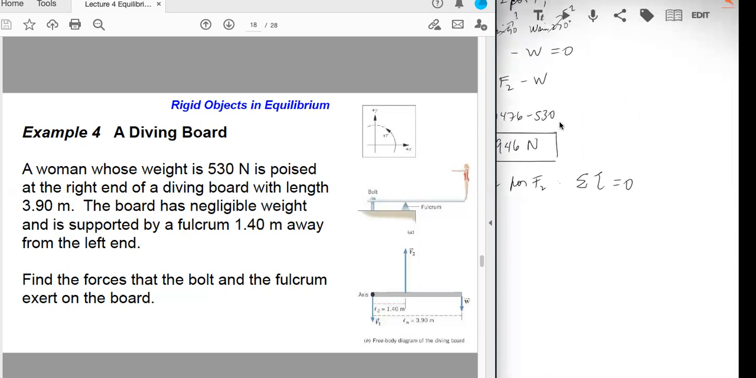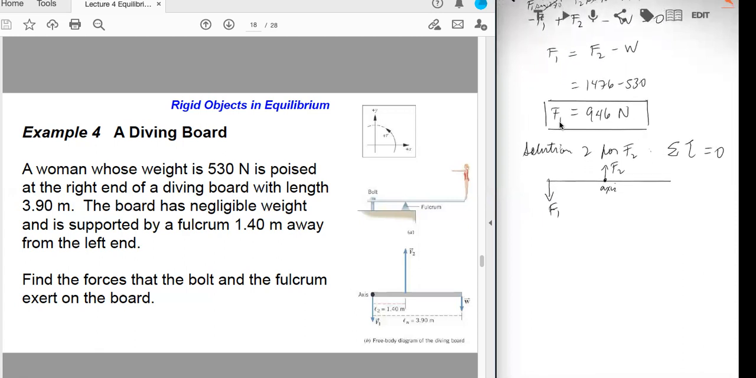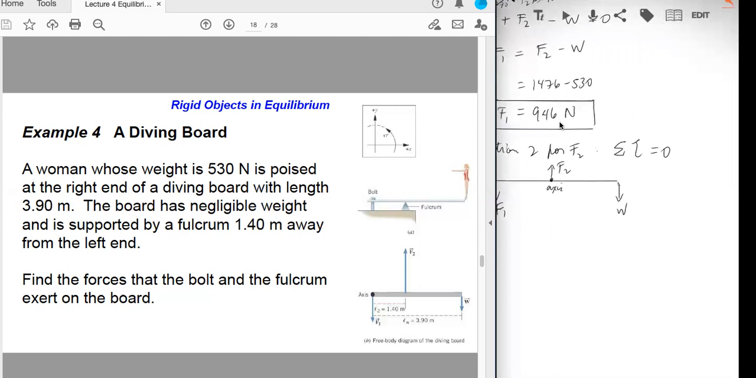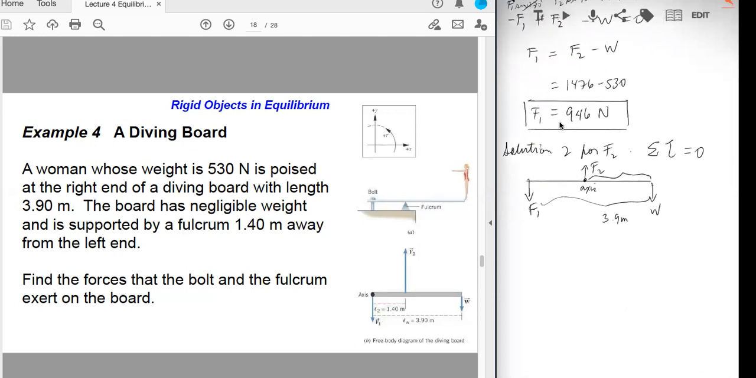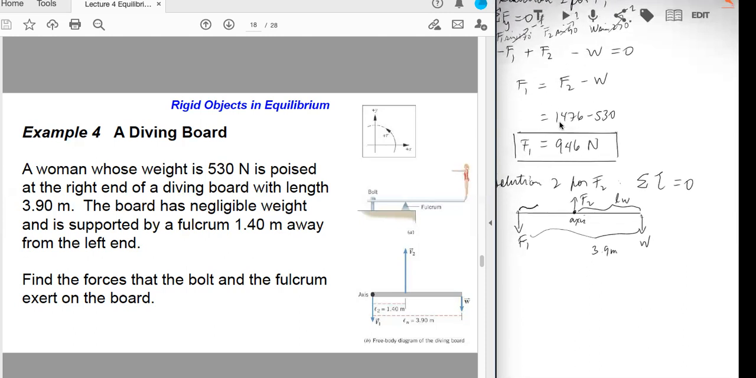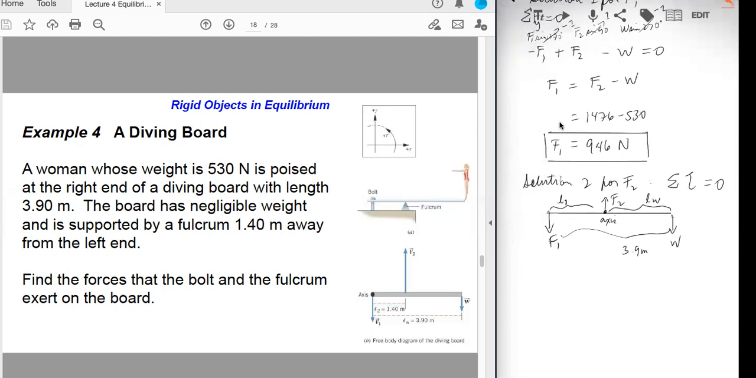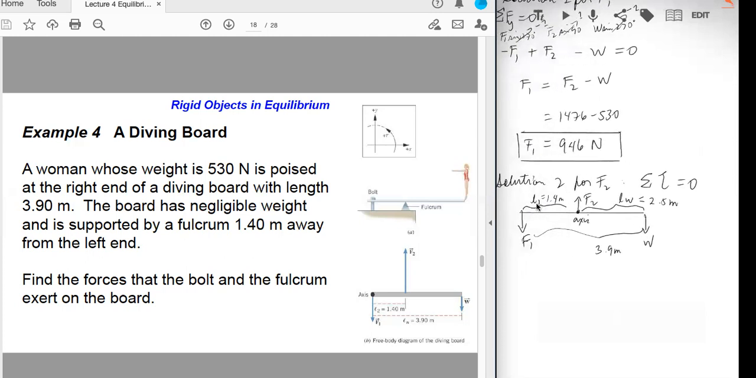Here, what you can do, class, to eliminate F2, is to place the axis here. Don't you have F1 here, and the weight here? If this is 3.9 meters, you can know it right away. This is your new lever arm of the weight. The lever arm of number 1 is the same as before, 1.4 meters. The lever arm of the weight is easy to get: 3.9 minus 1.4, so that should be around 2.5 meters. So you already know the lever arms of the weight and of F1.